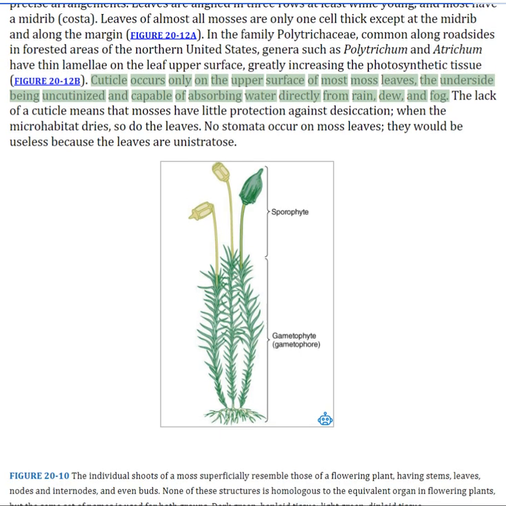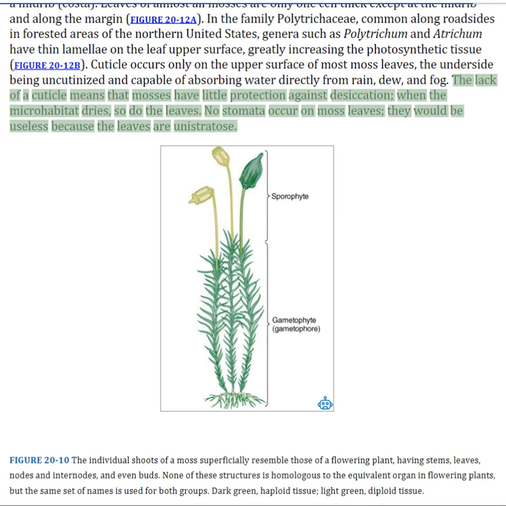Cuticle occurs only on the upper surface of most moss leaves, the underside being uncutinized and capable of absorbing water directly from rain, dew, and fog. The lack of a cuticle means that mosses have little protection against desiccation. When the microhabitat dries, so do the leaves. No stomata occur on moss leaves; they would be useless because the leaves are unistratose.